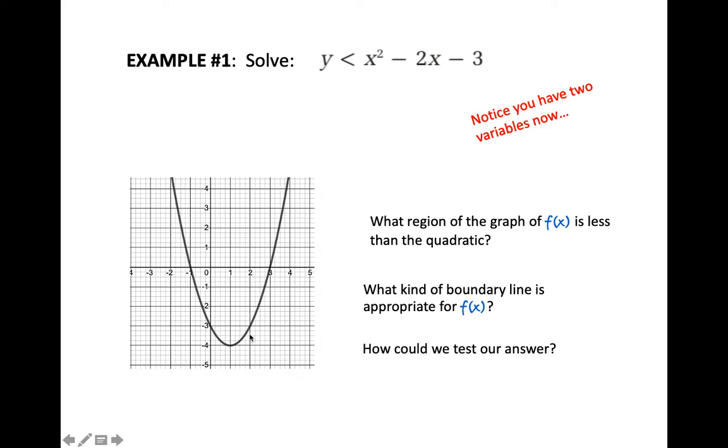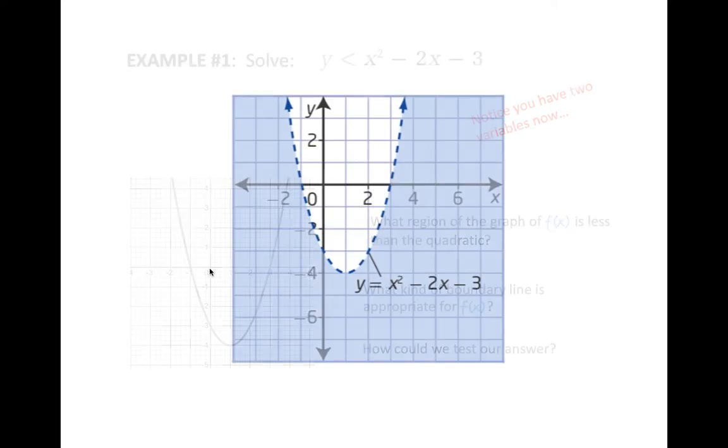Well, let's try a point. Now, the easiest point I find is 0, 0, just because it makes for an easy, fast answer. Now, if I'm right, then 0, 0 should not work. So let's check it out. If I put a 0 here, I would get 0 is less than 0, 0, -3. Well, 0 is definitely not less than -3. So that point, 0, 0, is definitely not in the solution region. So sure enough, my solution region would be the outside.